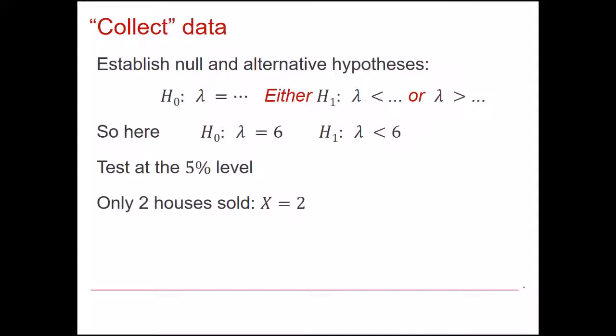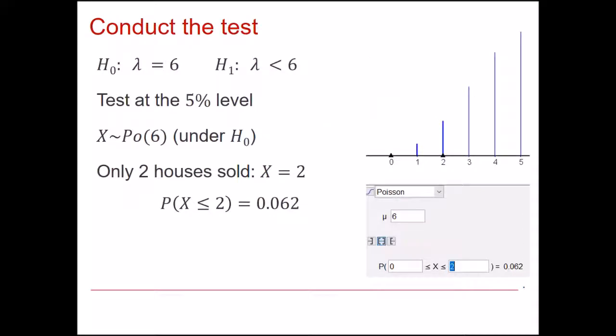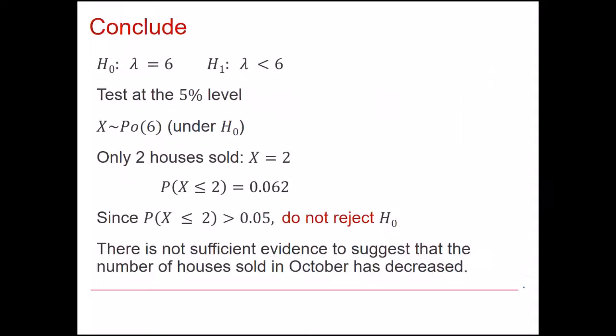You can calculate this with your calculator or with the formula, calculating 0, 1 and 2. And you can see here I've done this with a statistical package on GeoGebra. And I've calculated the value of the probability that x is less than or equal to 2 to be 0.062. We need to compare this to the significance level, which is 0.05. The probability that x is less than or equal to 2 is greater than 0.05, so we can't reject H0. There is not sufficient evidence to suggest that the number of houses sold in October has decreased.